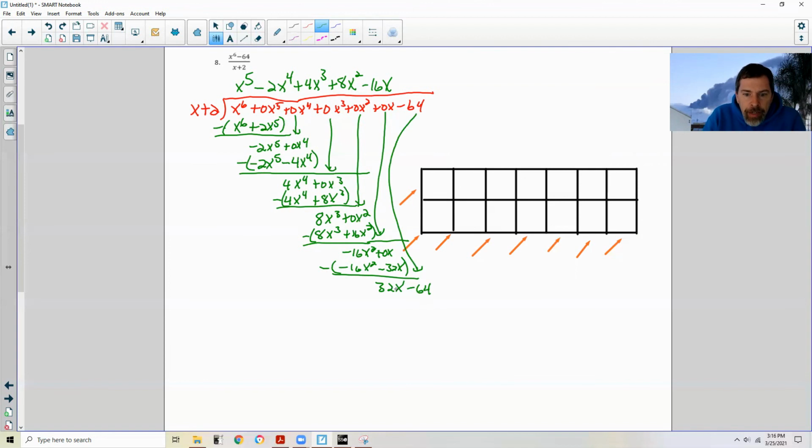And I have an x, I have an x. I need a plus 32. That'll give me 32x. 32 times 2 is plus 64. Subtract. 32 minus 32 is 0. Negative 64 minus 64. What did I do wrong there? Let me see.